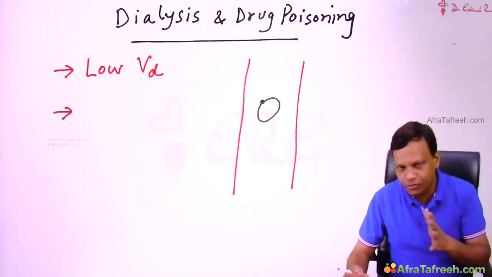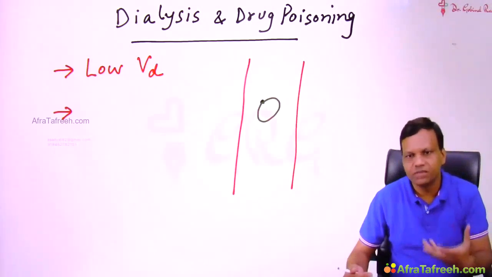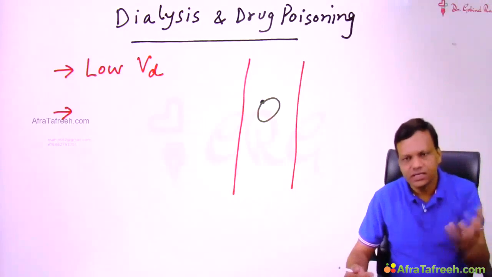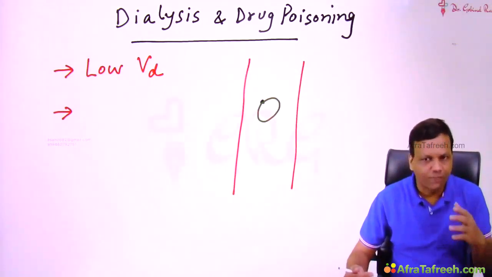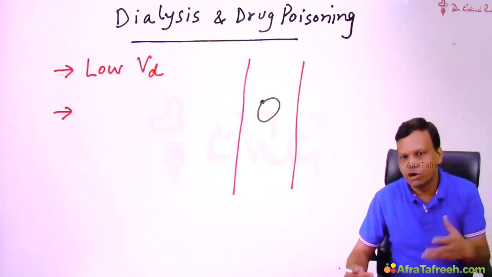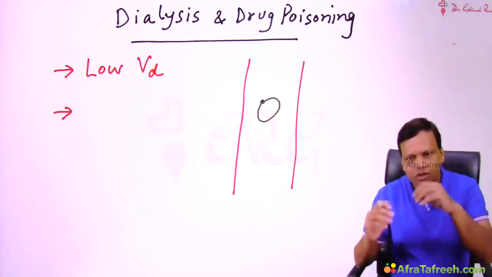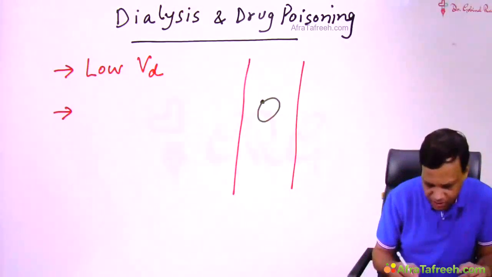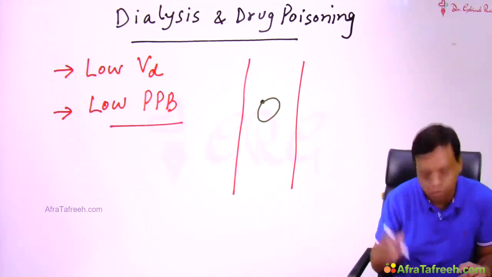Because if we filter protein during the dialysis, then every person will develop hypoproteinemia after dialysis. That does not happen. So proteins are not filtered, they are staying in the plasma. So that means highly plasma protein bound drugs will not be filtered because the proteins are not filtered. Along with the protein, the drug will also stay in plasma. So for dialysis to be effective, the second important thing is, the drug should have low plasma protein binding also.